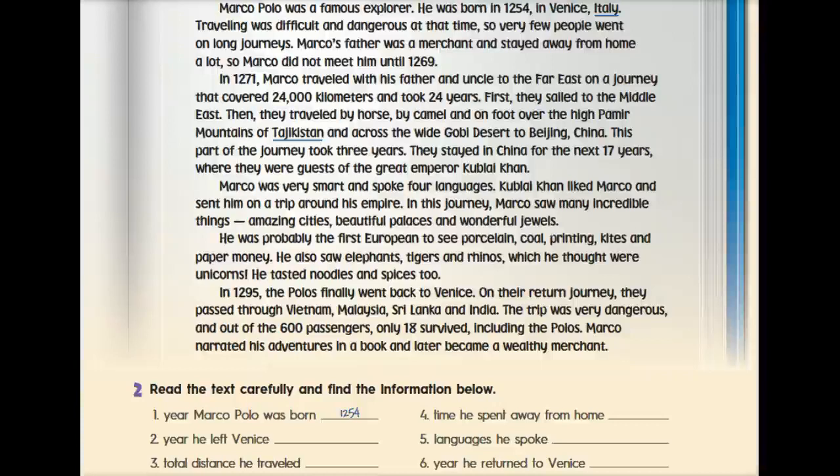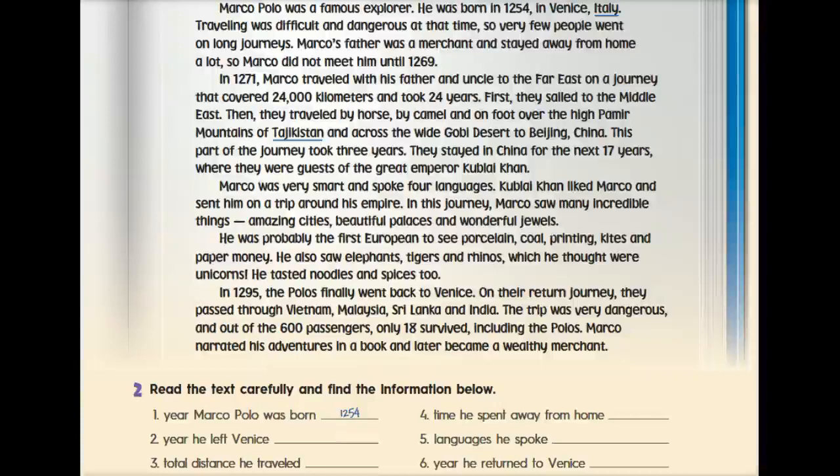Here, he left Venice. He, who? Marco Polo. So which year did he leave Venice? Let's check the text. Here, 1271. So let's write 1271 on number 2, the year when he left Venice. Pretty good.